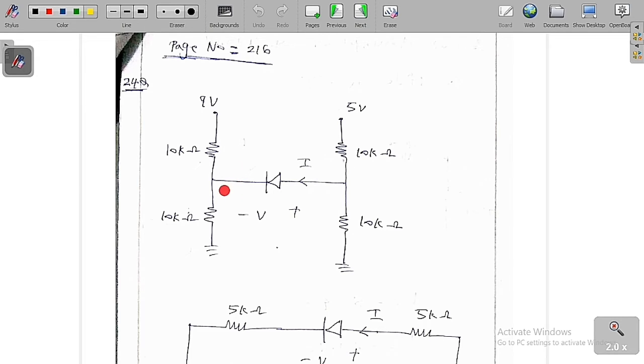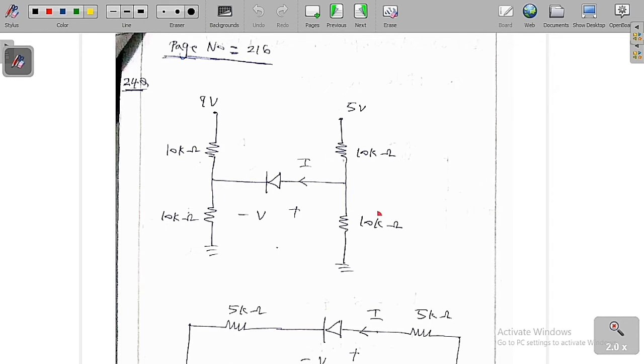And the Thevenin resistance: across this terminal, Thevenin resistance means you have to short circuit this one. So these two are in parallel. 10 kilo ohm and 10 kilo ohm in parallel is nothing but 5 kilo ohm. Therefore this circuit is going to become a series combination of a 9 volt, so 9 by 2 is 4.5 volt, and the 5 kilo ohm resistor in series.